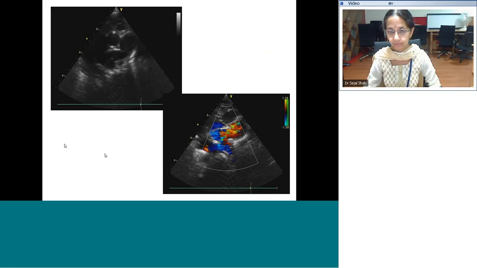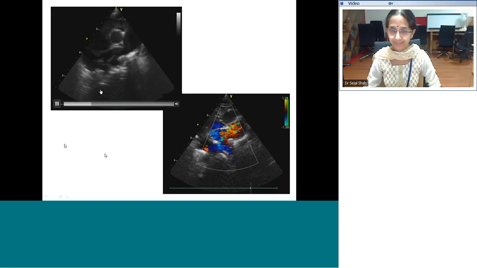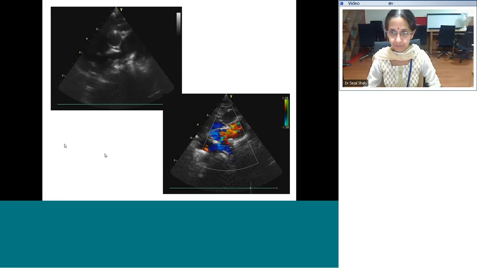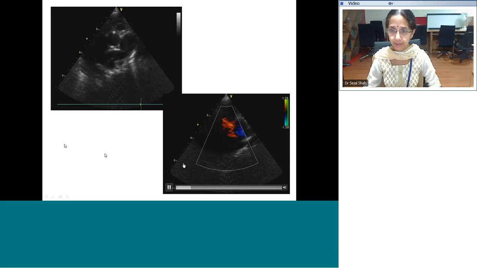Now this is actually a very uncommon situation, but if you have seen it at some time, you will pick up the diagnosis, or else you can just tell what your findings are. You can just describe the view. What are you seeing here?